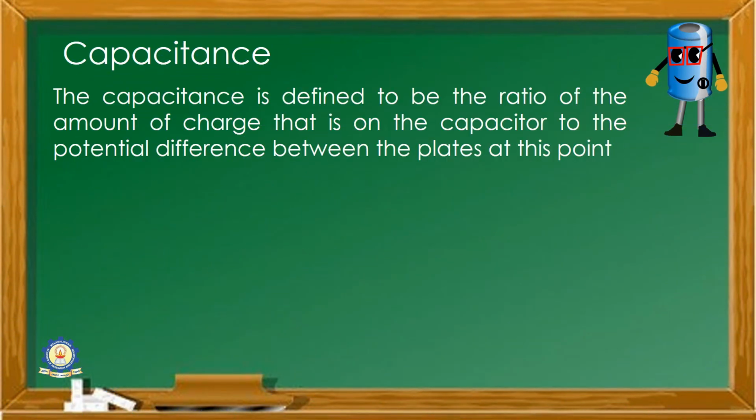The capacitance is defined to be the ratio of the amount of charge on the capacitor to the potential difference between the plates. That is, C is equal to Q by V_AB. The unit is 1 farad, which is measured in terms of 1 coulomb per 1 volt.